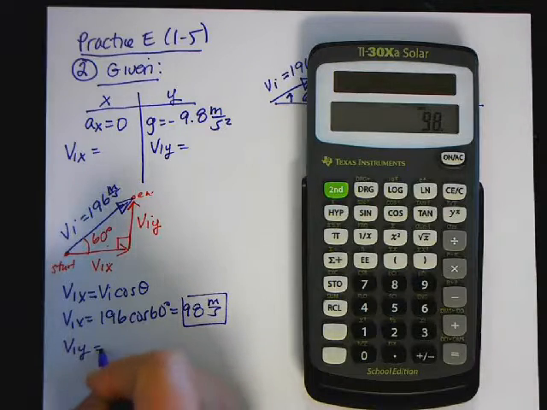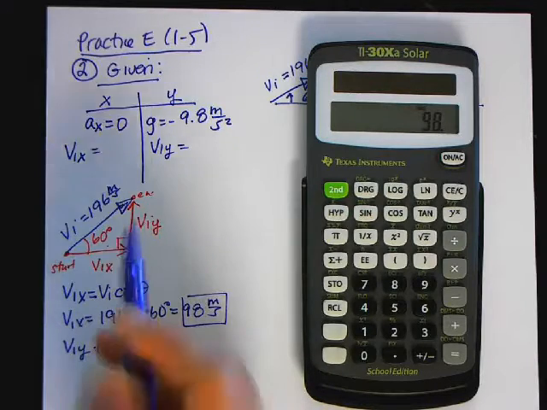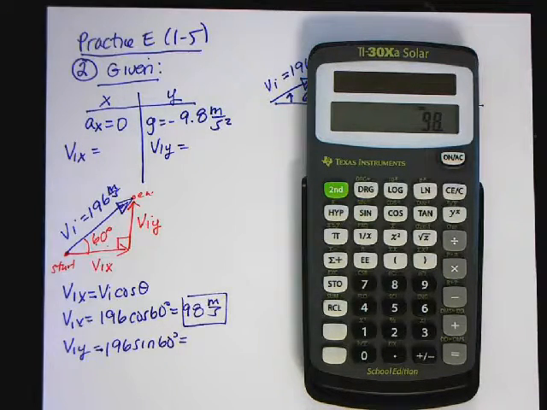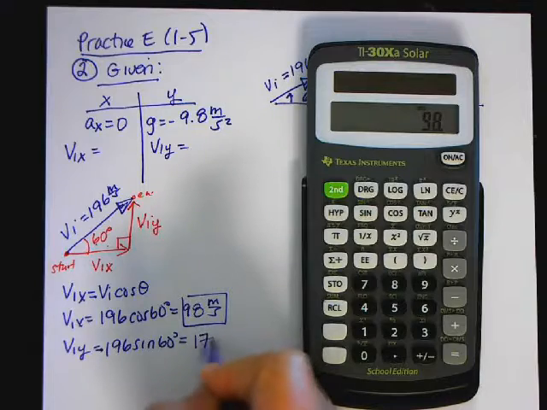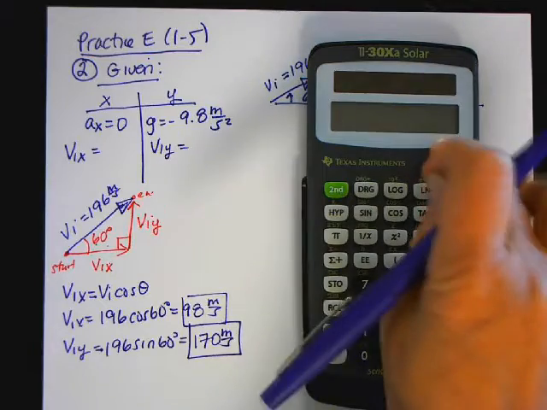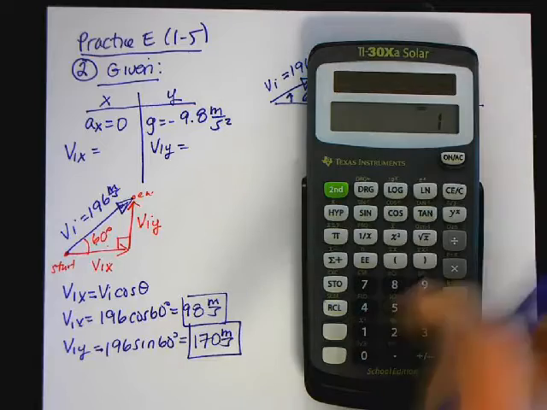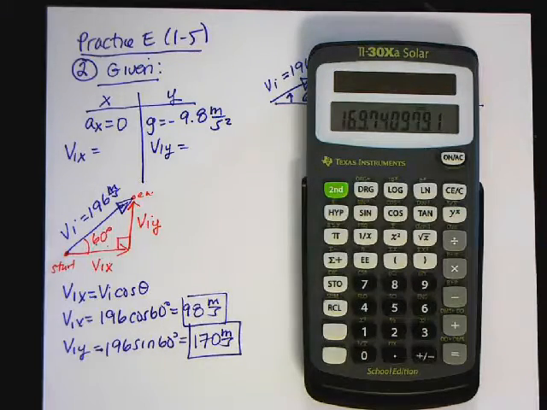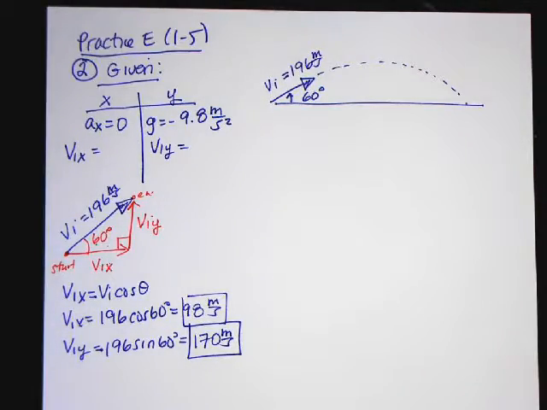VIY is equal to 196 sine of 60 degrees. Why is it sine? VIY is opposite the 60-degree angle, and sine of theta is opposite over hypotenuse. So this comes out to be 170 meters per second. And on my calculator, 60 sine times 196 equals, and it says 169.7, so I put 170. So that's part A.